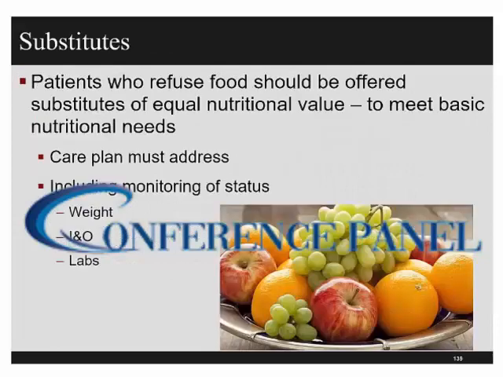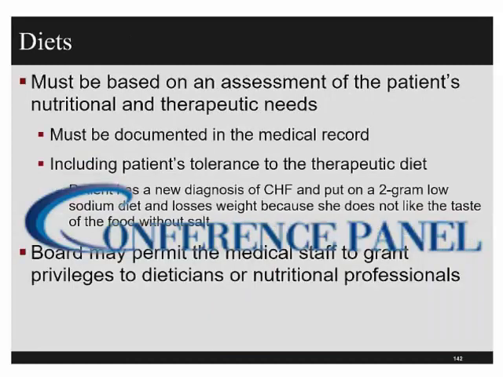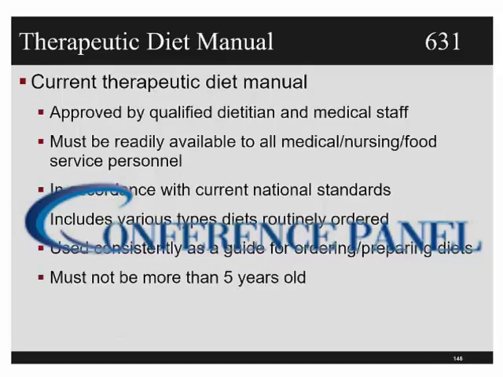Therapeutic diet: if they're going to refuse foods, then we have to look at substitutes that are of equal nutritional value. Diets have to be based on the assessment of the patient's needs, both nutritional and therapeutic, and documented in the record. You have to have a current therapeutic diet manual.